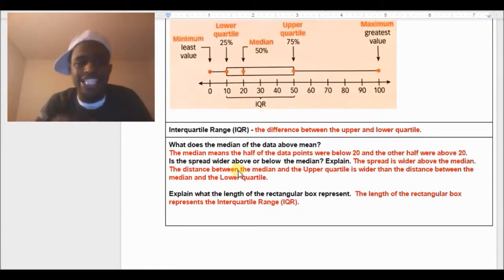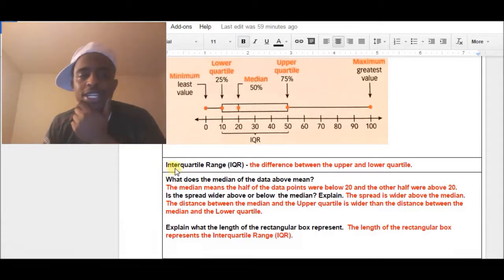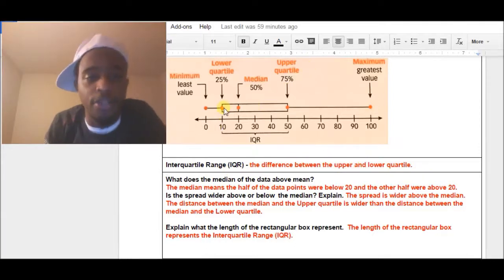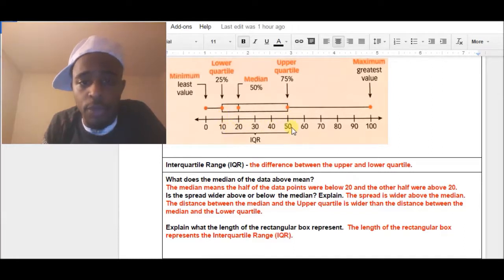All right, let's go ahead and answer these last couple of questions. Part of our little video, I want you to go ahead and get down these last questions. The interquartile range is the difference between the upper and lower quartile. So if I look here, my interquartile range would be from 10 up to 50, or 50 subtract 10, which would be 40 in this case if I was looking at this box plot. So the interquartile range is just the distance or the difference between the upper quartile and the lower quartile.